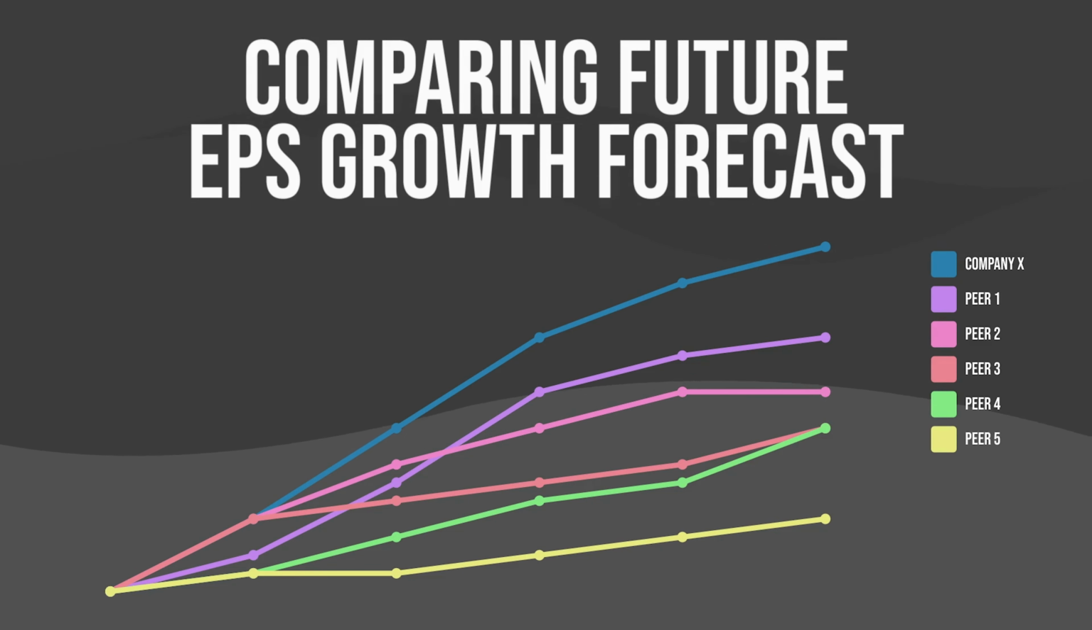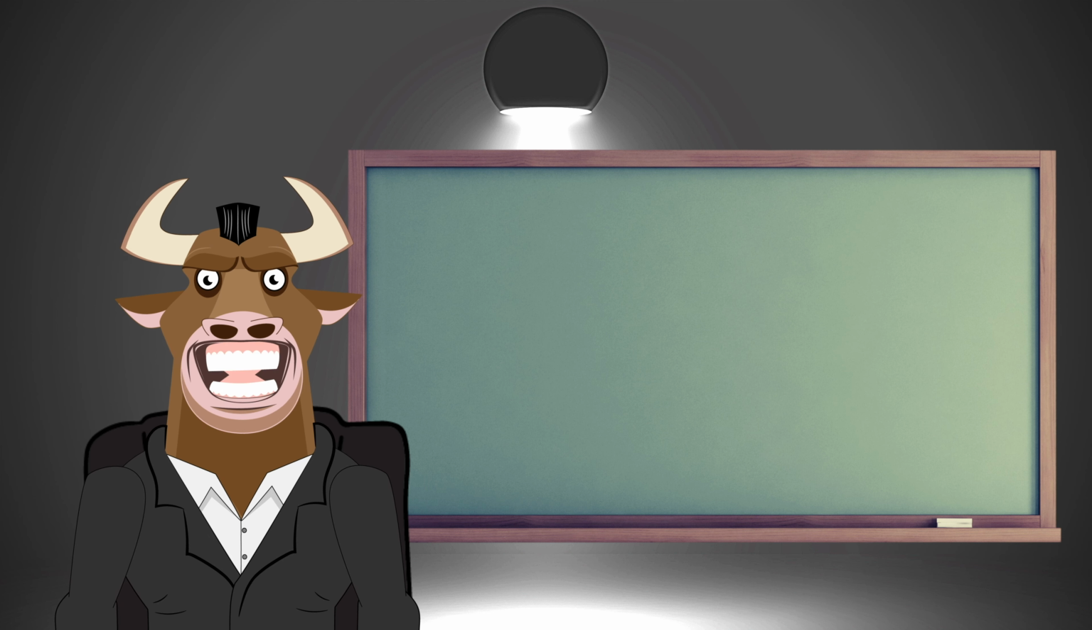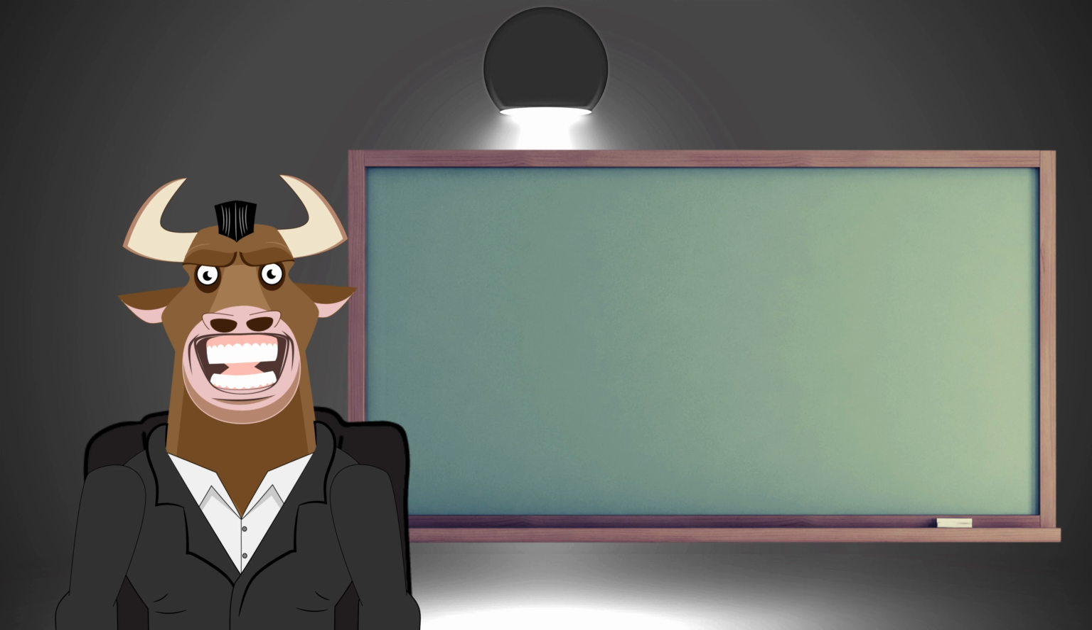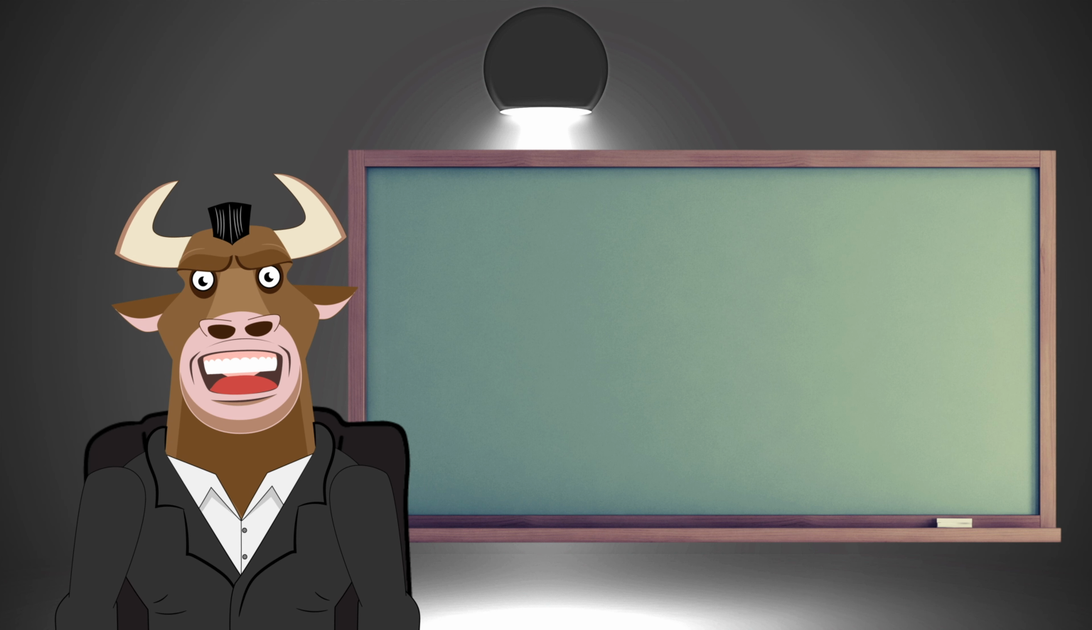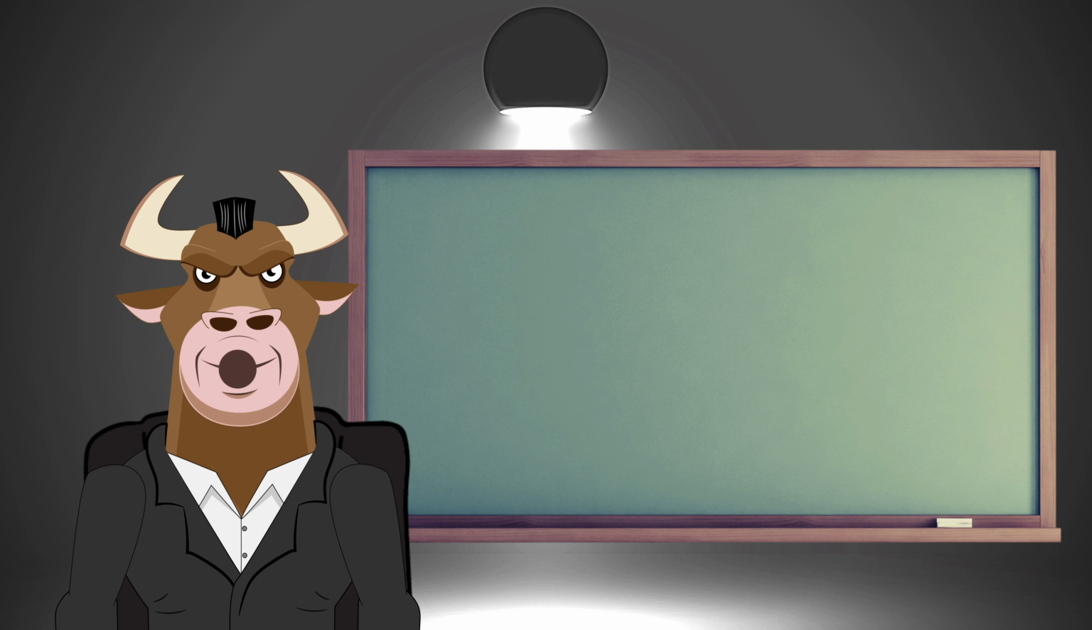What do you know? Not only has it been growing faster than its peers, analysts expect that Company X's growth will continue to outpace its peers. Now, it's starting to make sense why Company X has a high PE ratio. Maybe it's not overvalued. I think you can tell where this is going.